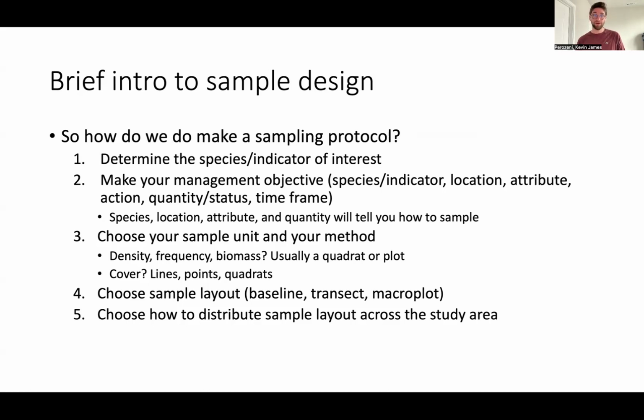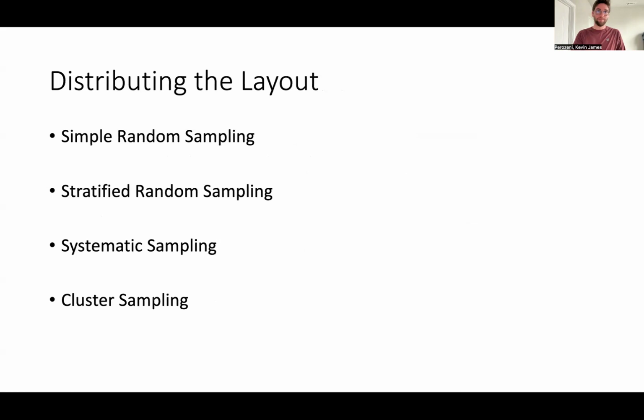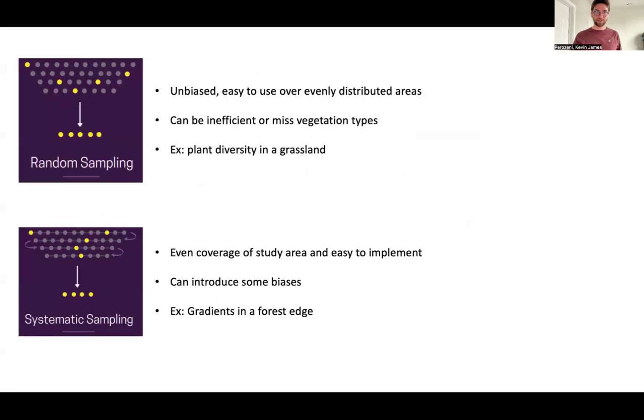And then 4 and 5, you're going to choose a sample layout. So again, baseline, transect, macro plot. So sample unit, sample layout, and then how are you going to distribute those sample layouts across the study area? And there are a few different ways. I don't think we've talked about them in this class. But distributing the layout, you can have simple random sampling, stratified random sampling, systematic sampling, and cluster sampling.